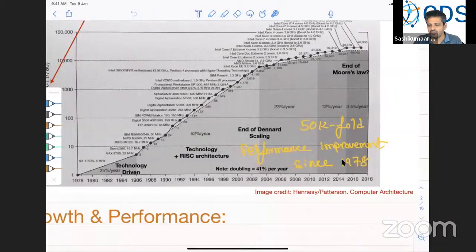So what does it mean? It means that if you're doing some computations and it takes like 50,000 seconds to compute, then on today's computer, with the same performance, you can do it in 1 second, right. So that's how computing technology has improved.